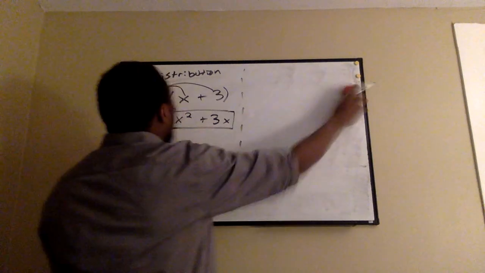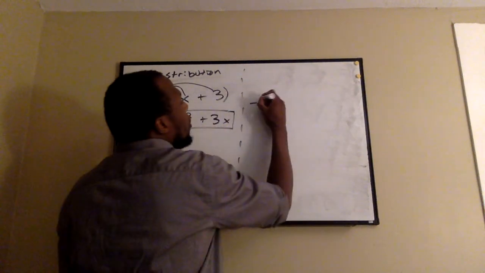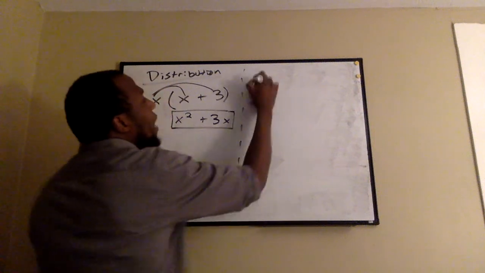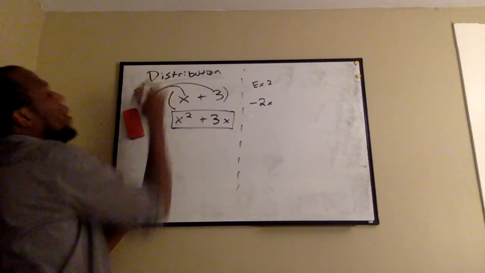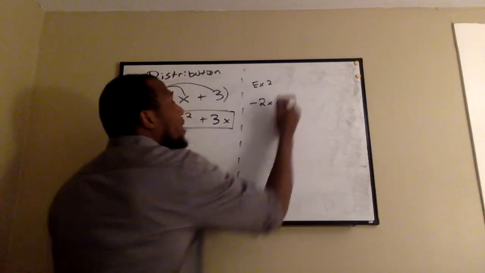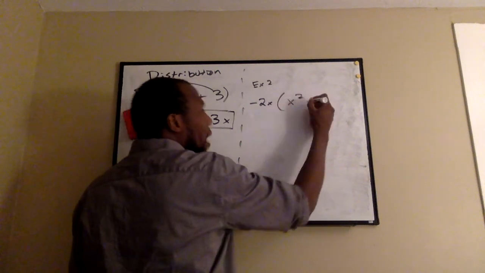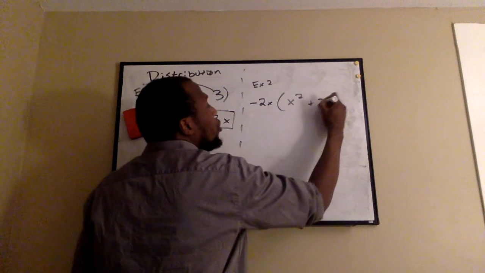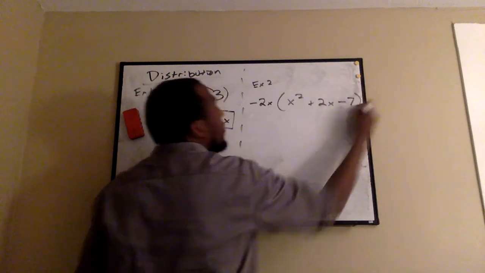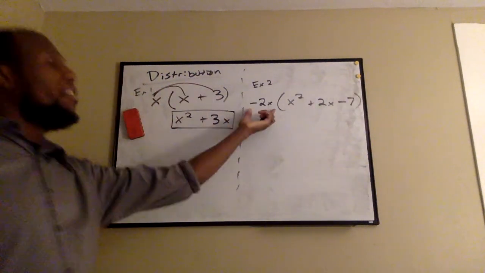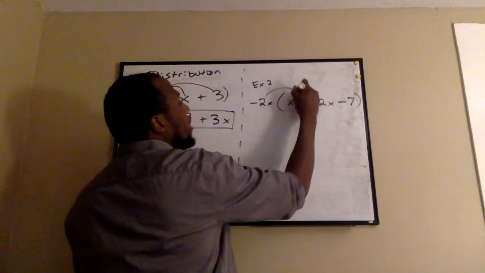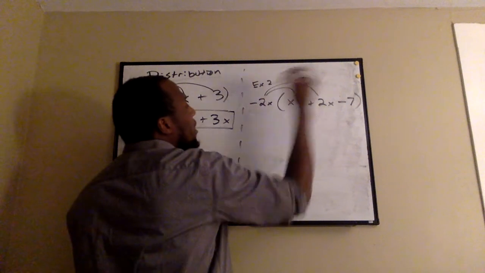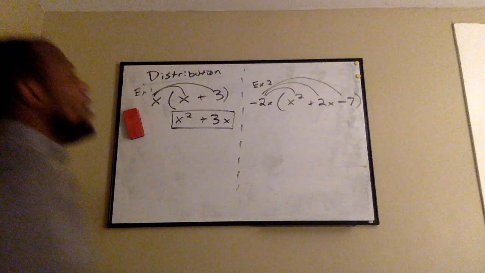Let's distribute for the second. Let's say we got negative 2x. This is our second example. All right, we have a negative 2x, and we're multiplying that by x squared plus 2x minus 7, okay? Same thing, negative 2x is the mailman. It's going to every house along the route. It needs to stop there at the x squared. It needs to stop there at the 2x. And it needs to stop there at the negative 7, all right?